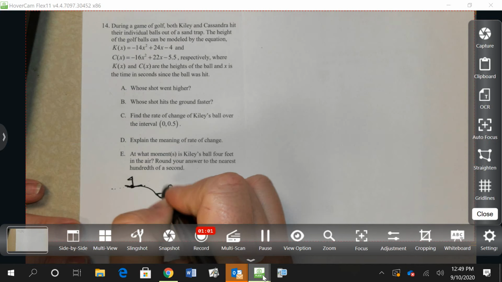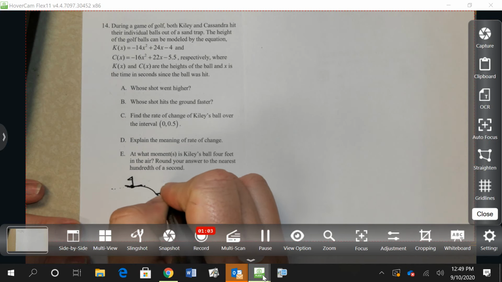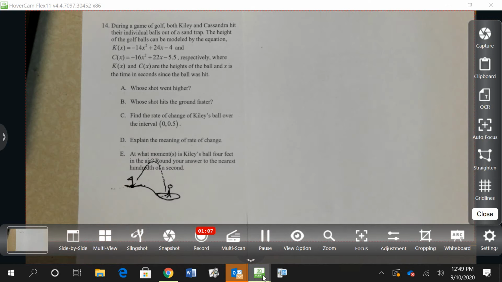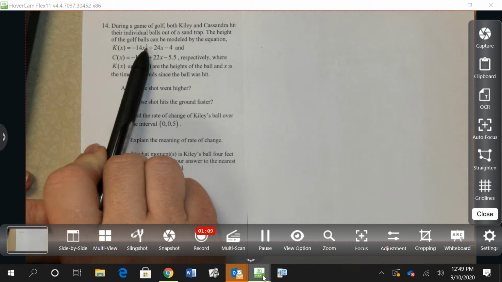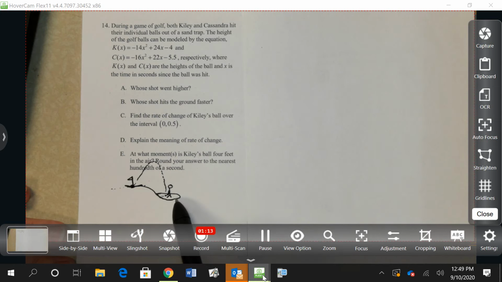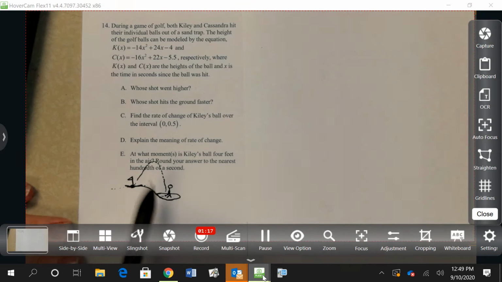So if we look at the angle of the ball here in terms of height above ground over time, it's looking like this. We have a parabola that's upside down. Both players are in the sand trap again, hitting their balls up on top of the green. This is the trajectory of the ball in terms of height above the ground and seconds since the ball has been in the air. The first question is, who shot one higher?